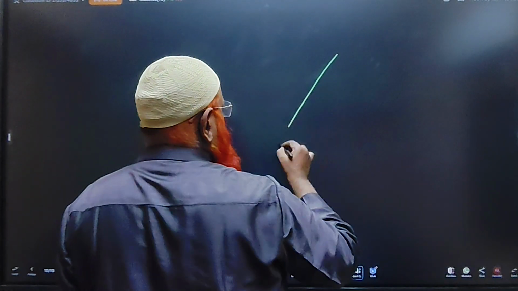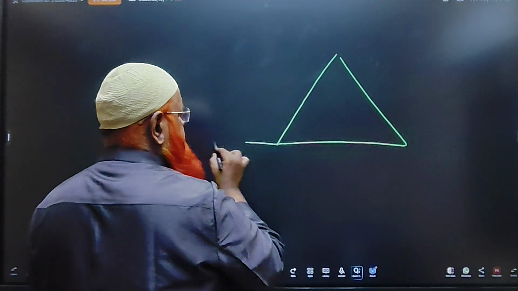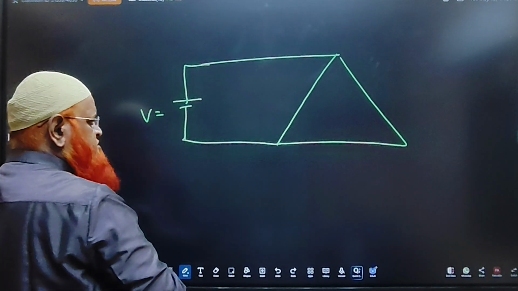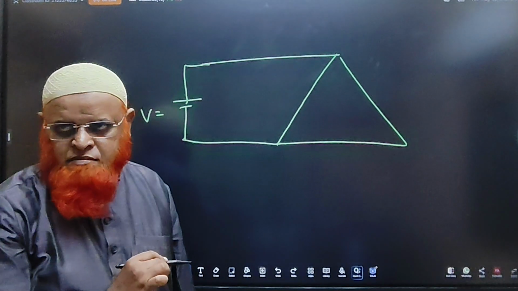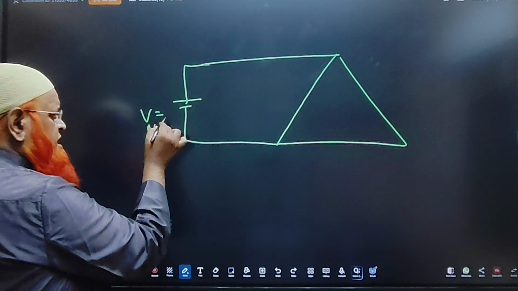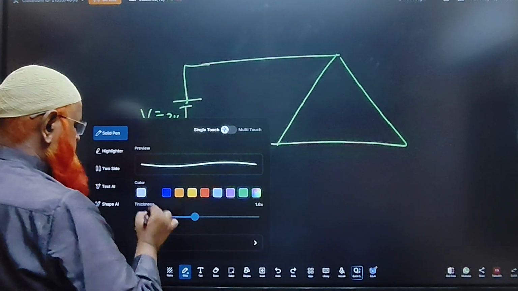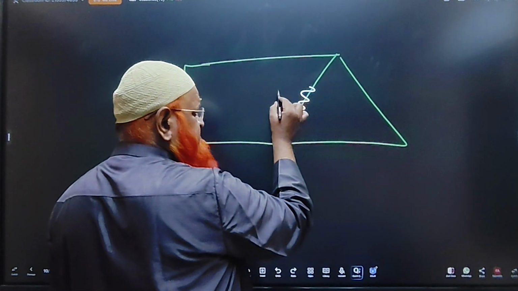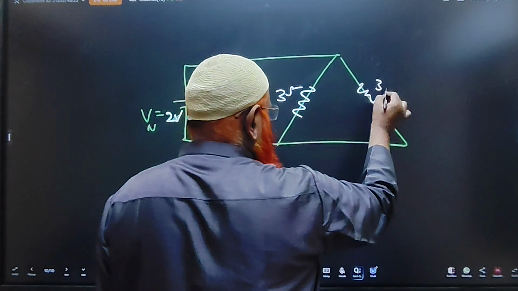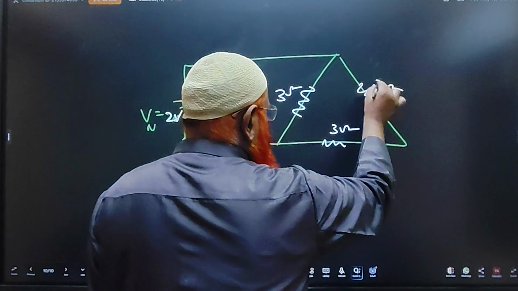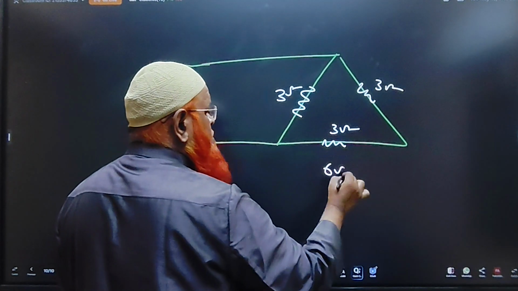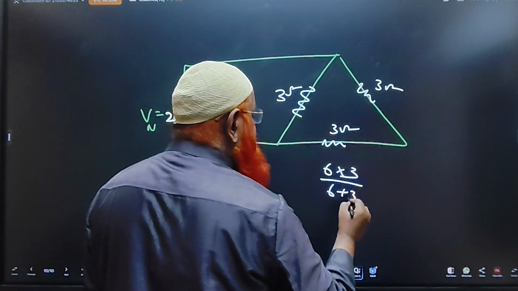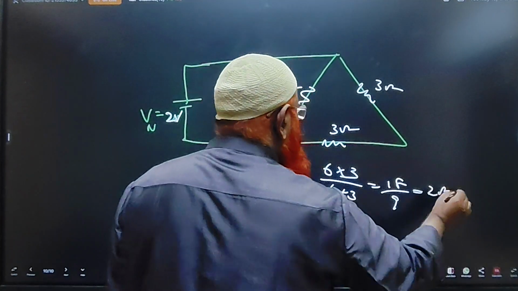See, a triangular shape here. Potential. What is the value of the potential? Is it given? 2V. Yes. Okay. Net potential is 2V. Here there is a resistance. How much is it? 3 ohms. Here 3 ohms. Here 3 ohms. So these two are in series. So 6 ohms. Okay. And this 6 ohms is in parallel with 3, no? So 6 into 3 by 6 plus 3 is nothing but 18 by 9. 2 ohms is your answer or not?